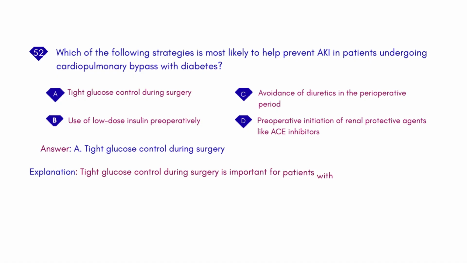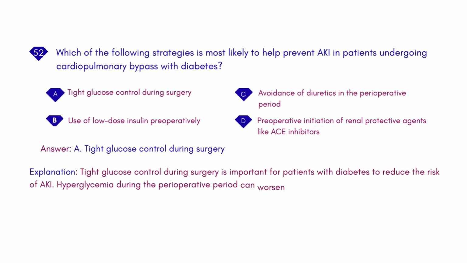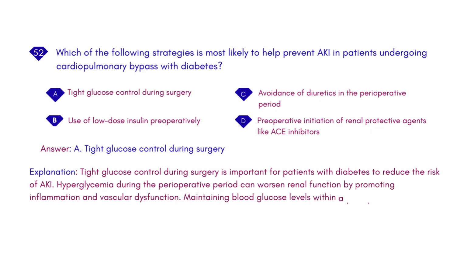Explanation: Tight glucose control during surgery is important for patients with diabetes to reduce the risk of AKI. Hyperglycemia during the perioperative period can worsen renal function by promoting inflammation and vascular dysfunction. Maintaining blood glucose levels within a target range can help mitigate these effects and reduce the risk of kidney injury.